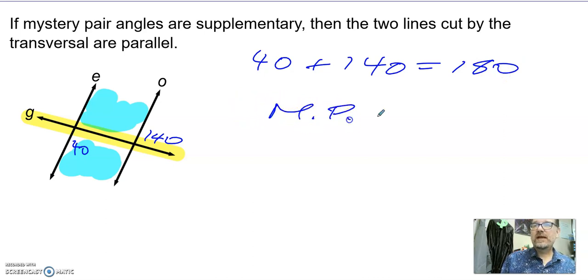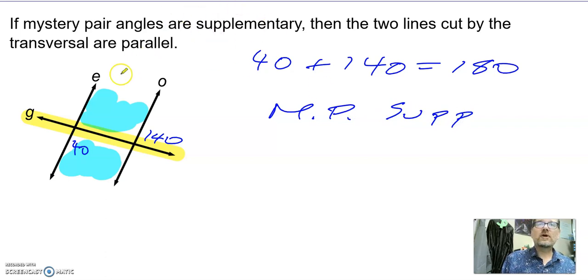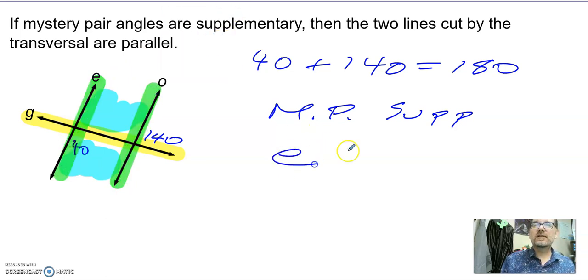So my mystery pair angles are supplementary. There are two angles that don't already make an existing pair. So these two lines must be parallel to each other. Line E is parallel to line O.